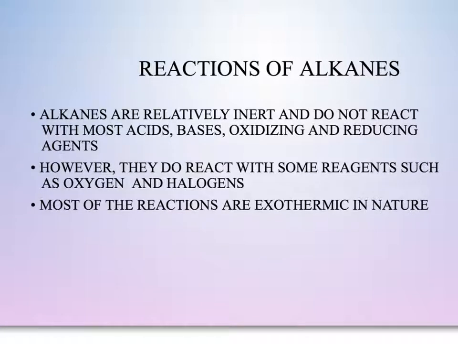Beginning with alkanes. Alkanes are relatively inert and do not react with most acids or bases or any oxidizing or reducing agents. However, they do react with some reagents such as oxygen and our halogens. Remember, our halogens are those elements from group 17 on the periodic table, and they include the elements such as fluorine, chlorine, bromine, and iodine. Now, most of these reactions will be exothermic in nature, and most of these reactions will be as a substitution reaction.